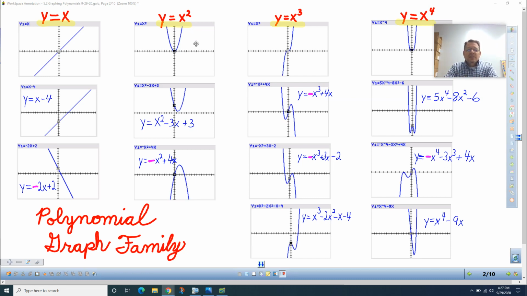So this second one's a second degree polynomial. This third one has the highest exponent of 3, right? And so it's a third degree. And this is a fourth degree polynomial, okay?